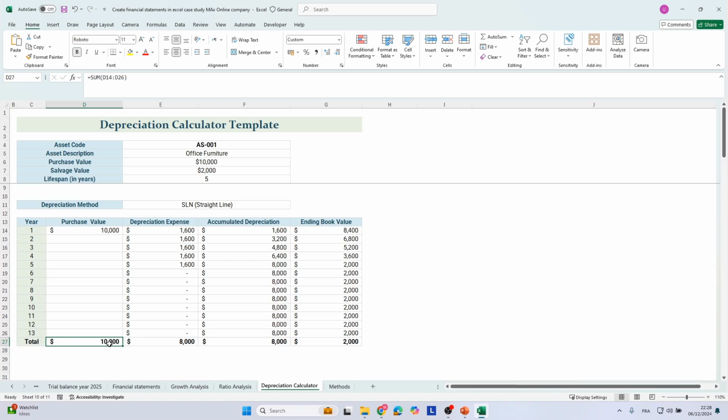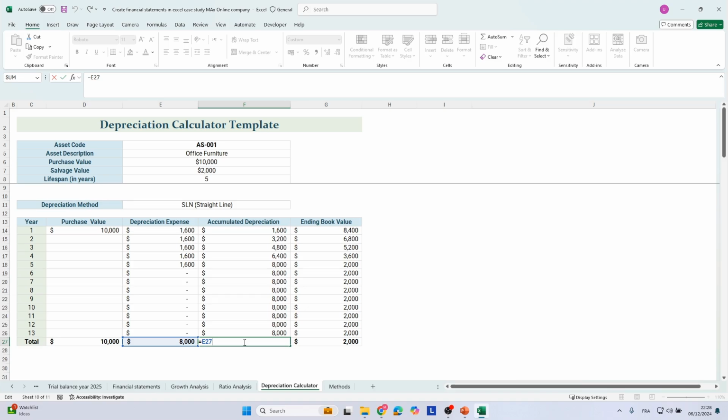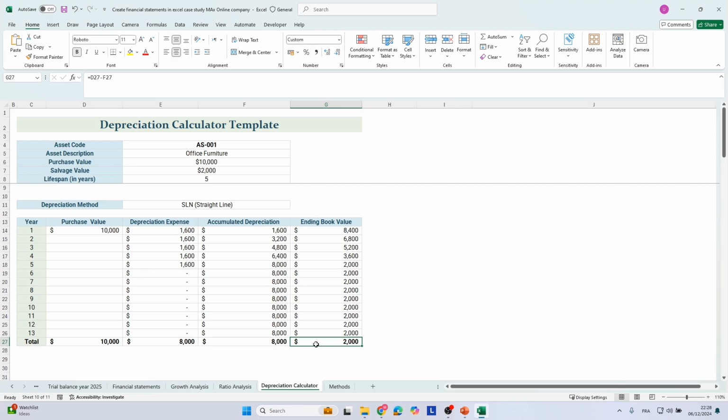Here you can see that the purchase value is 10,000. The depreciation expense is 8,000. Accumulated depreciation is 8,000. Then the book value is 2,000, which is equal to the salvage value.